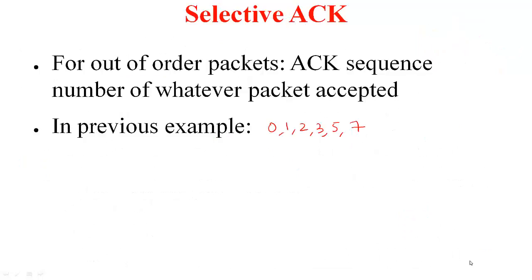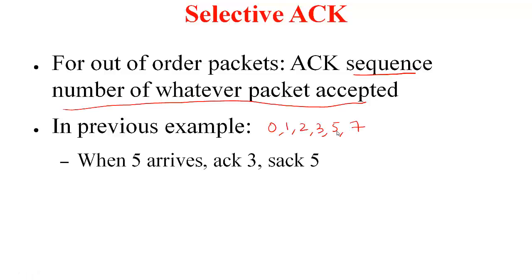So in selective acknowledgements, even when you receive these out of order packets, you do send your cumulative acknowledgement, but in addition to that, you also send a selective acknowledgement that specifies the sequence number of whatever packets were accepted. Again, an example helps. So we are working with the previous example, 0, 1, 2, 3, 5, 7. This is the order in which you received the packets.